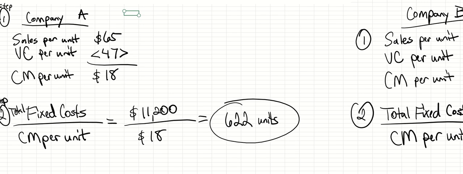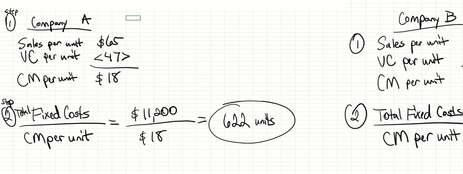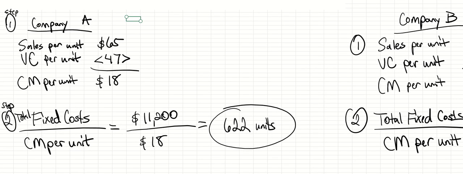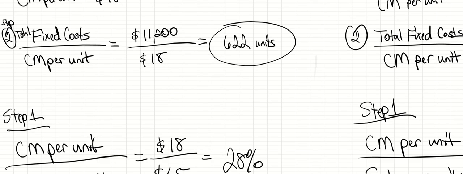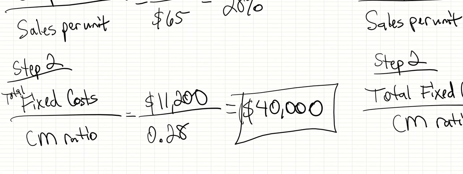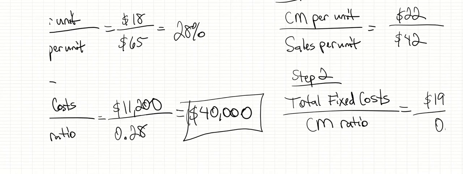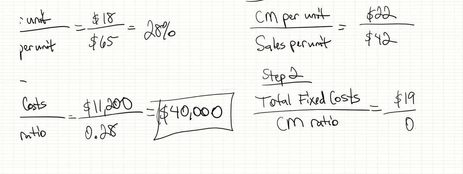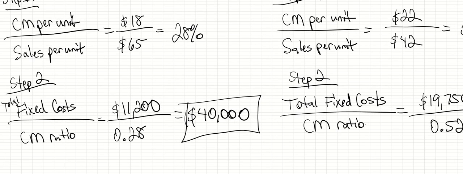Then for practice problem number 3, we needed to compute the break even in units and also the break even in dollar sales for both companies. And we did it here, as you can see, for company A. In order for the company to break even in units, they have to sell 622 units in order to cover their total fixed costs and break even. The total dollar amount of sales that they need to generate in order to break even is $40,000.